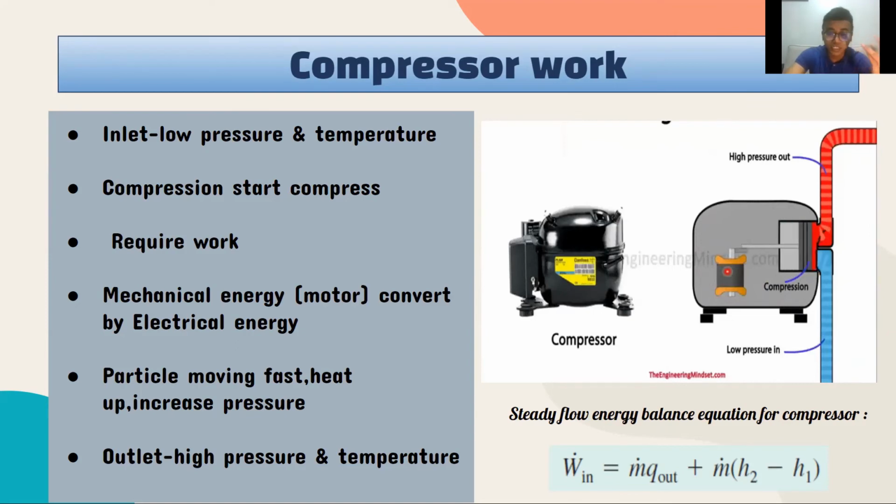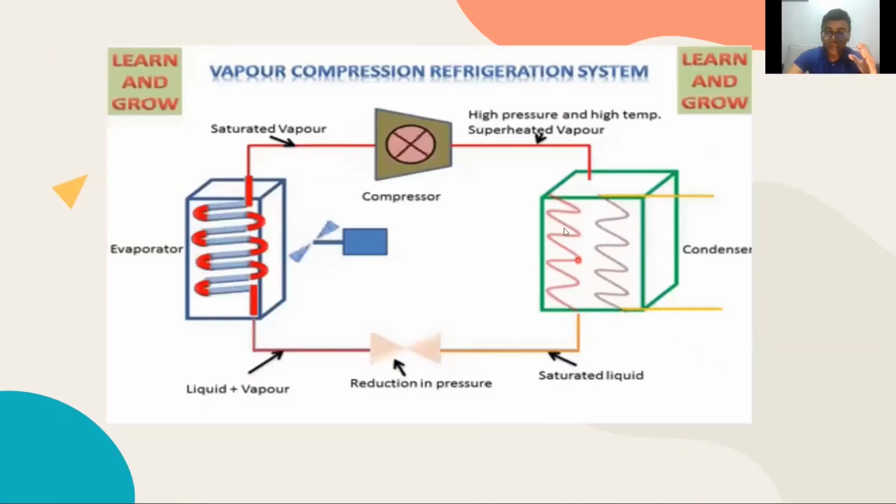And here, the vapor refrigerant will start to compress in the compressor chamber. It will heat up because the particles in here will increase the pressure and increase the temperature. At the outlet, we will have a high pressure and high temperature. So theoretically, we will have these equations, the steady flow energy balance equation for the compressor. And then we will have high pressure and high temperature at the outlet, and it flows into the condenser.